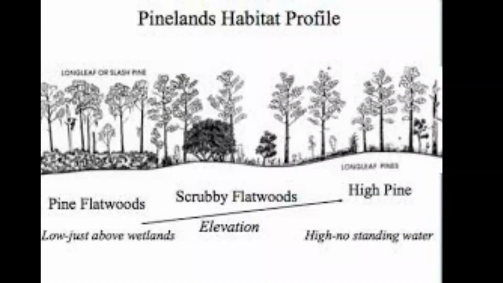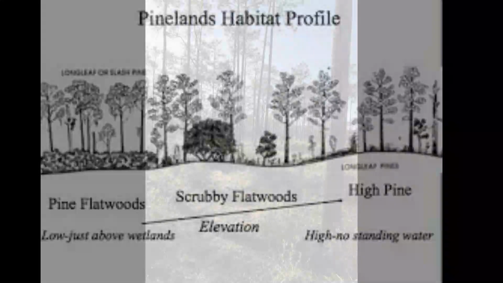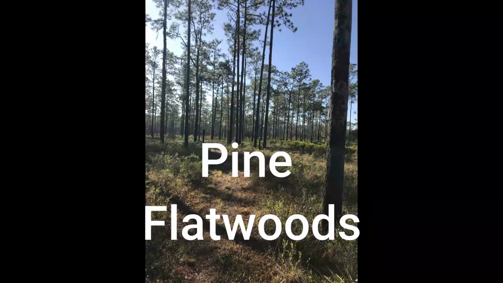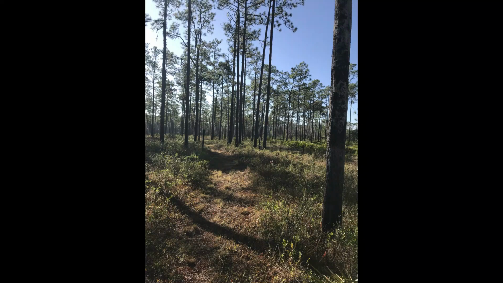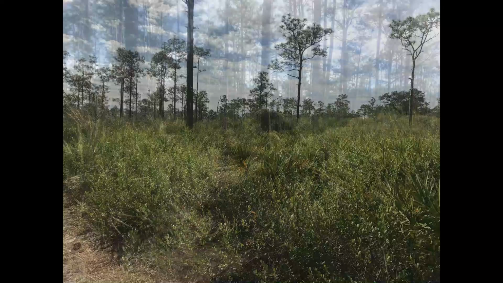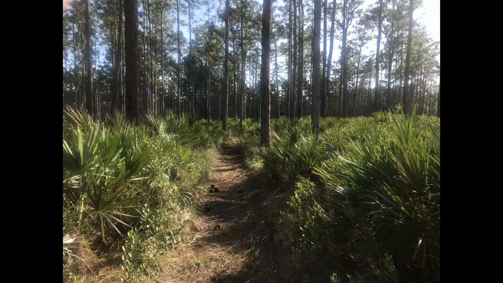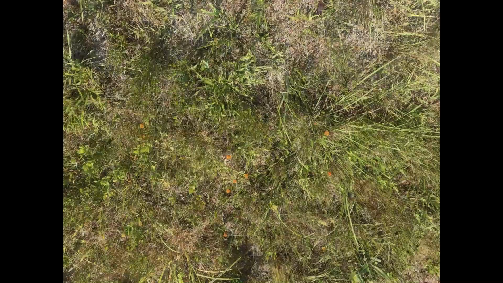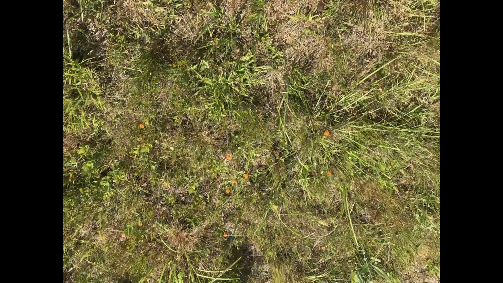Flatwoods are pine communities existing at lower, wetter elevations. A healthy flatwood has a high open canopy of only pine trees, typically longleaf and slash pines. The understory is low brush such as gallberry, wax myrtle, and saw palmetto. The floor of the forest is wiregrass and a variety of low herbs and grasses.